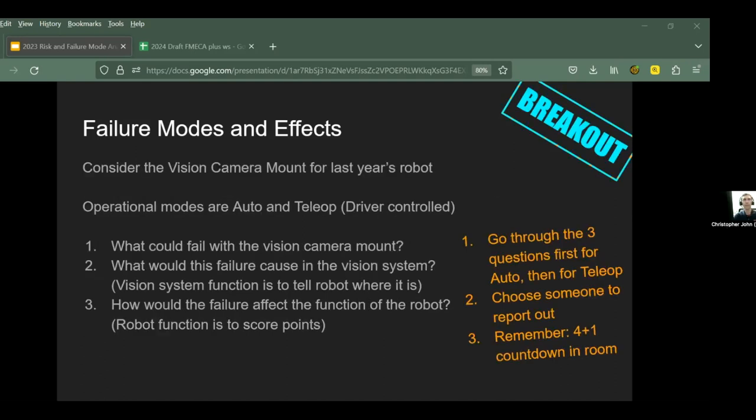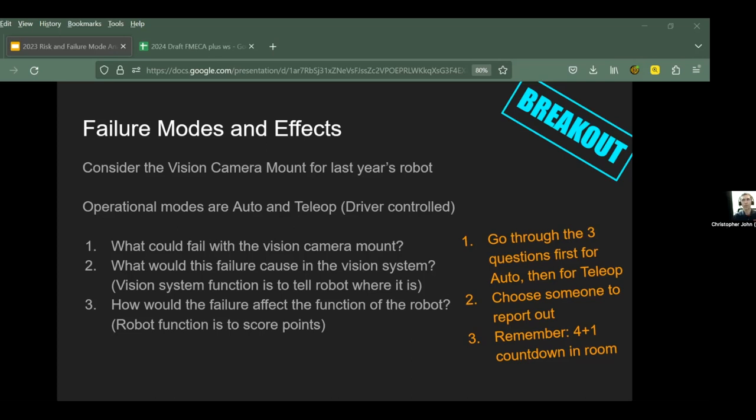All right, here is your breakout room information. Each of your breakout rooms will have a feature project manager, system integration specialist, project manager, or driver there to assist if there are any questions, though they should refrain from taking the lead. I'd like you to consider the vision camera mount for last year's robot. And I'd like you to consider the operational modes as being auto and teleop, the driver controlled version.